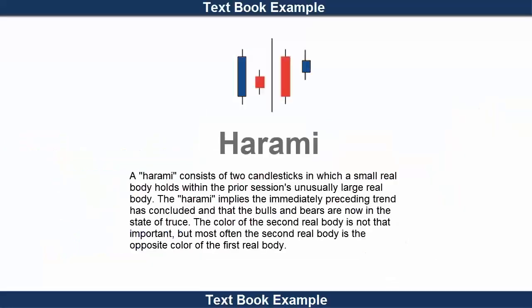A harami consists of 2 candlesticks in which a small real body holds within the prior session's unusually large real body. The harami implies that the immediately preceding trend has concluded and that the bulls and bears are now in a state of truce. The color of the second real body is not that important, but most often the second real body is the opposite color to the first real body.